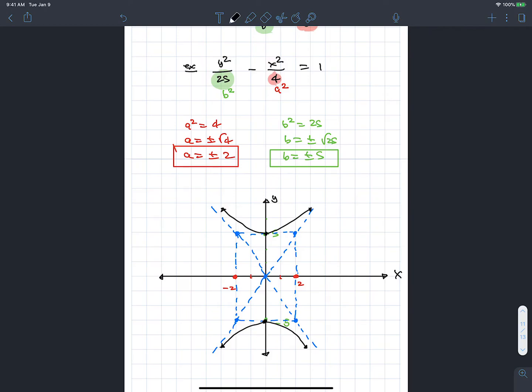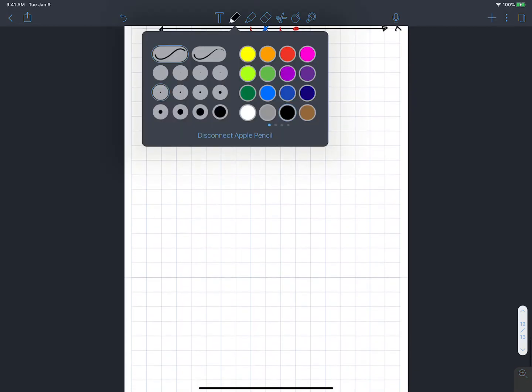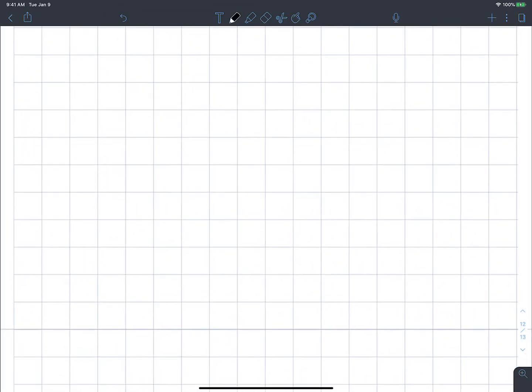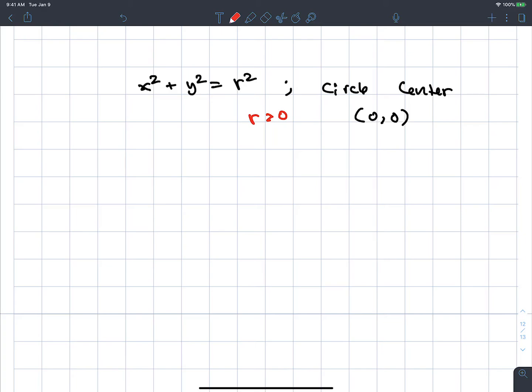So, ladies and gentlemen, this is what I'm going to have you work on for some of these. And then I'm going to go back to the circle, give you a note. The equation of a circle I gave you is x squared plus y squared is r squared. And that's a circle. The center is at the origin. The radius value is always positive.